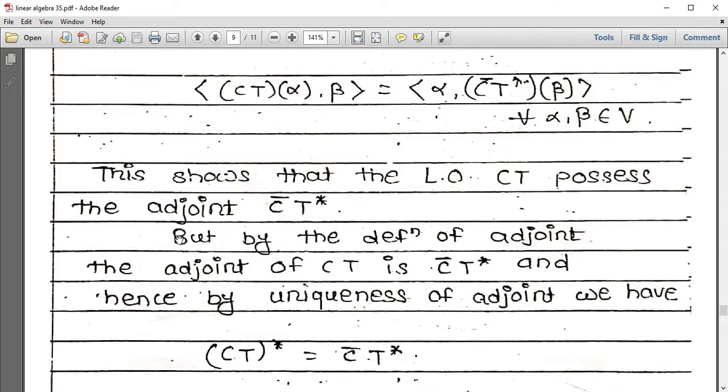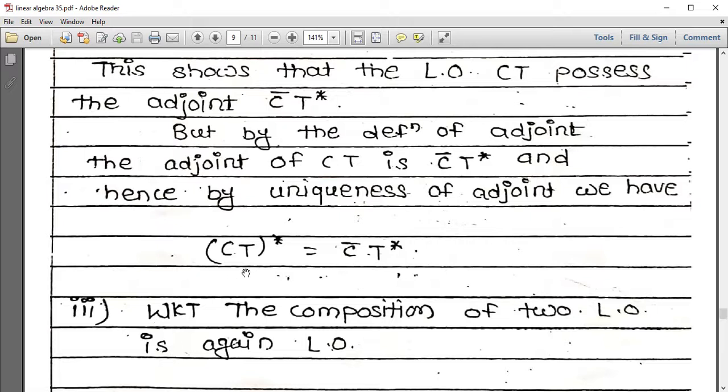By the definition of adjoint, the adjoint of cT is (cT) star, and hence by the uniqueness of adjoint, we have (cT) star is equal to c bar times T star.